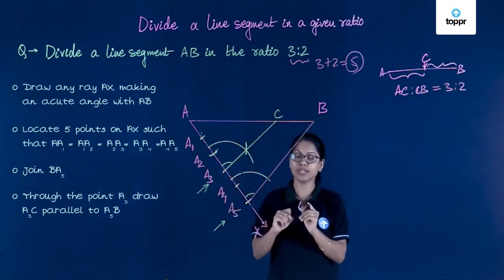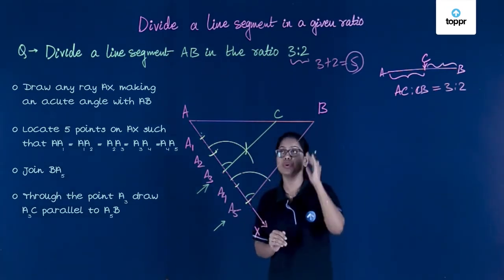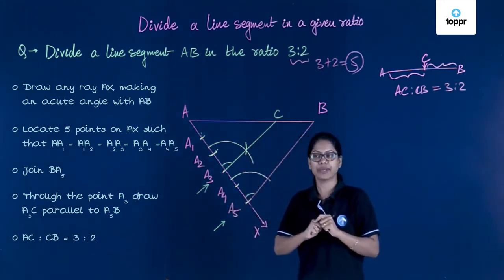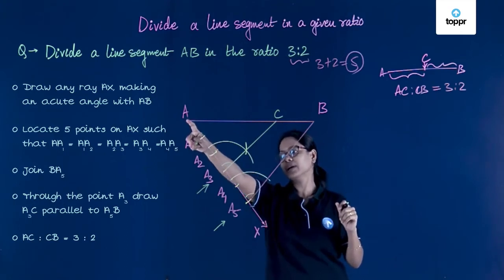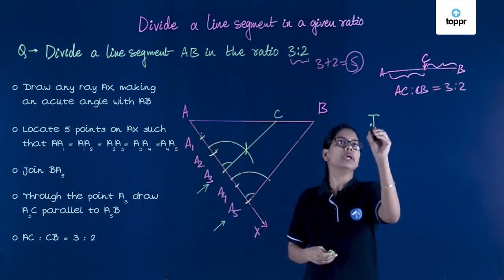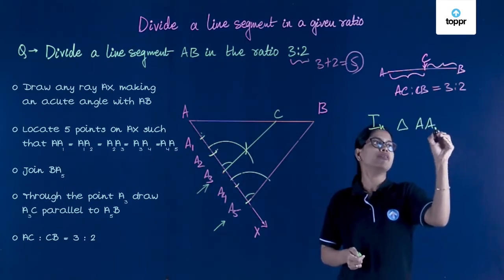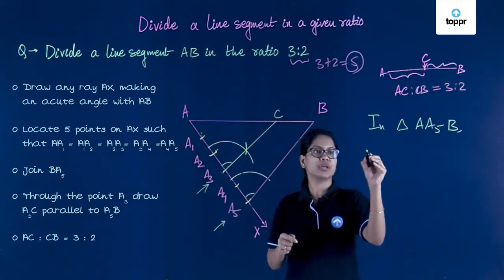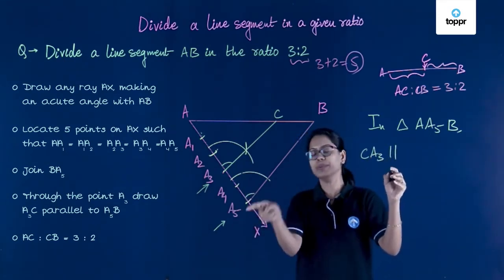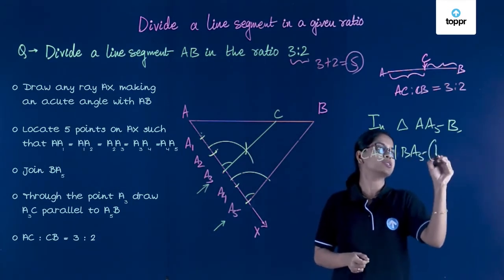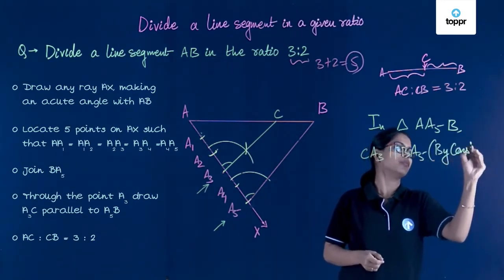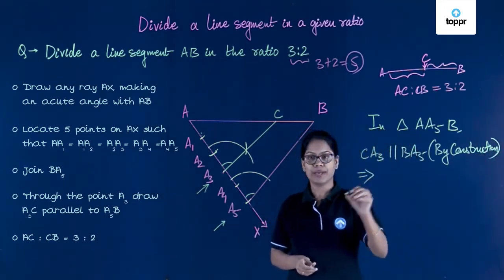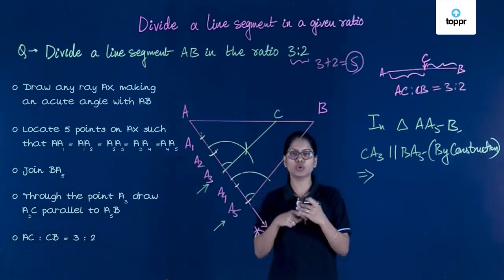Now that we have the two lines parallel to each other, we have exactly what we want in our construction here. Now how is it exactly what we want? Let's go through this again. In this, if we consider the triangle AA5B, so in triangle AA5B, we'll justify our construction now. We have constructed CA3 parallel to BA5, and this is by construction. Now that implies, we can use basic proportionality theorem to talk about the ratios.